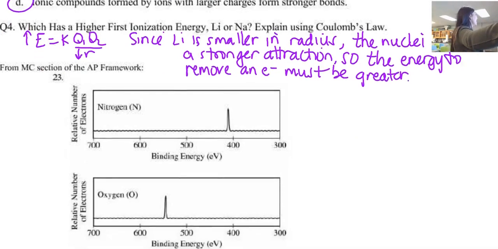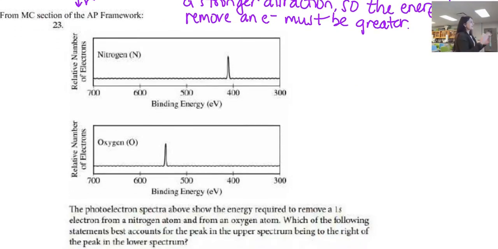All right, and this last question here is from the AP framework. This is showing the relative number of electrons. We can see here that, again, it's decreasing going across my x-axis. This is getting lower and lower, which means this 700 would be representing electrons closer to the nucleus. And again, I see the same thing here, 700 to 300. This peak is further to the left.